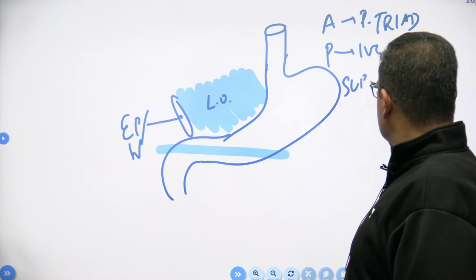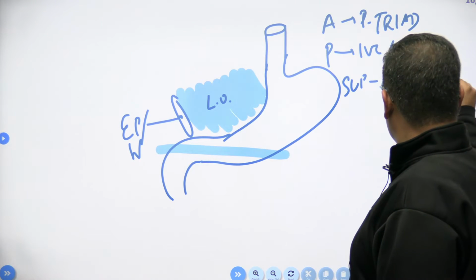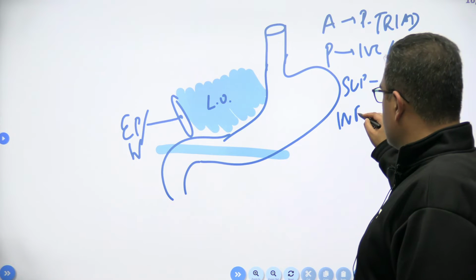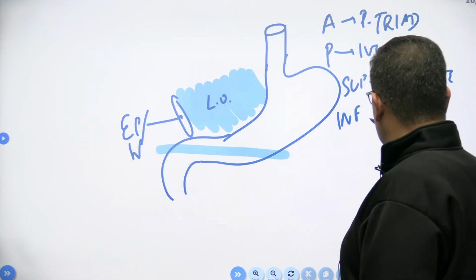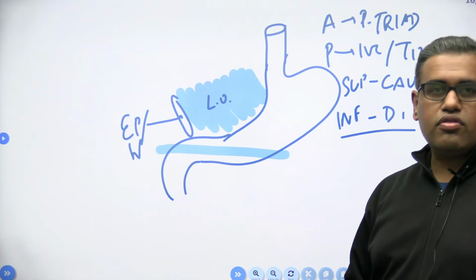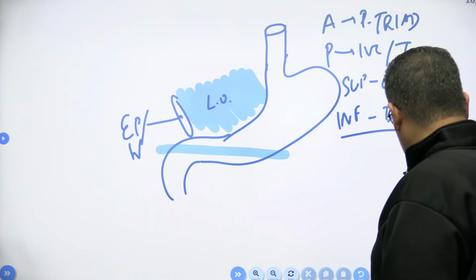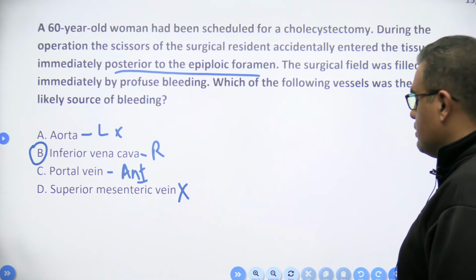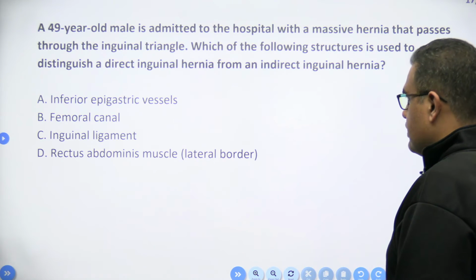Superiorly, there is liver. This is probably the caudate lobe of liver. What lies inferiorly, below? We can very well see. What is this? First part of duodenum. These are the basic relations around the epiploic foramen. Very important topic, epiploic foramen. Answer is option number B over here. Let us see if you have any other. Yes.